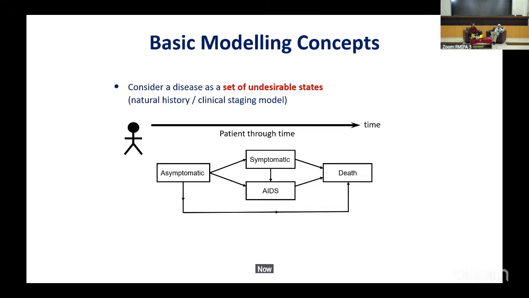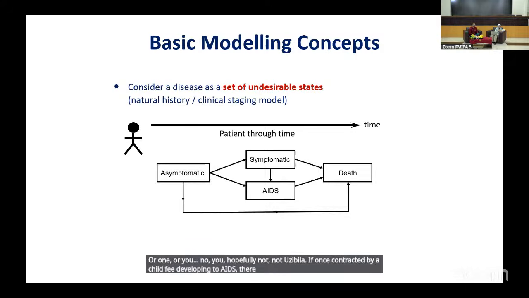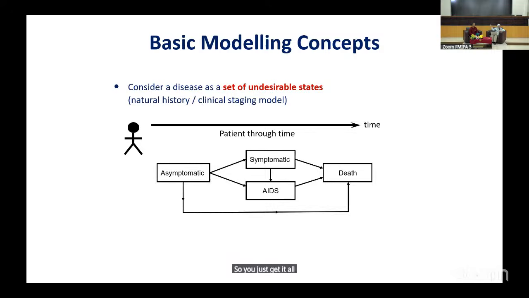Now, if I ask you a question, what do you see about this flow of the state? Can you see what happened there? Look at the arrows. Where do they go? Yes. So basically, once contracted by HIV and developed into AIDS, there's no hope. So you just have it your whole life until you die.